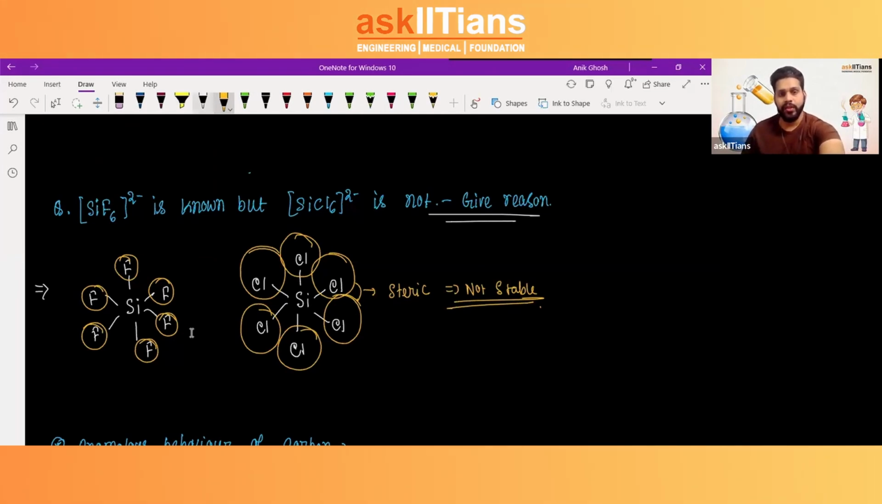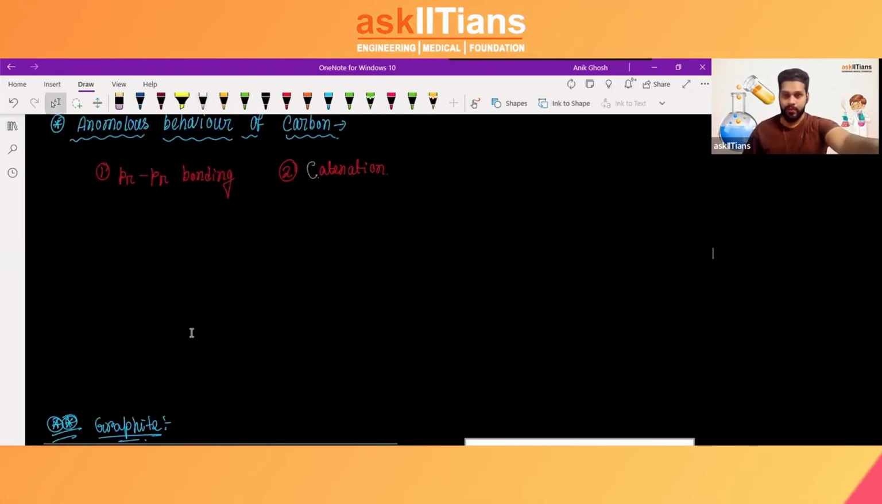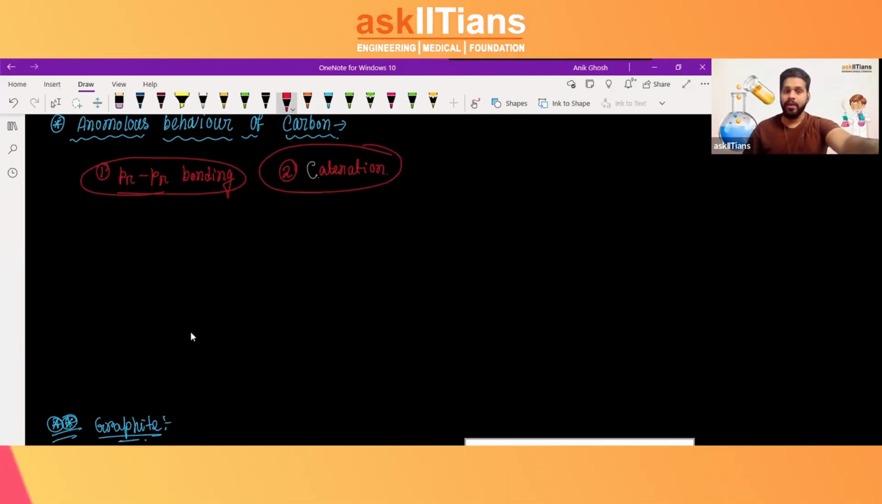Now, going to the next question. Anomalous behavior of carbon. Guys, those who are targeting JEE Mains only, this is where you stop. In the very first session, I've been telling you that anomalous behavior is shown by every group's first element. Here also, carbon is going to show the anomalous behavior. The reasons are more or less the same. One is the p-pi bonding, and the other one is the catenation property. I'm going to tell you about both one by one.